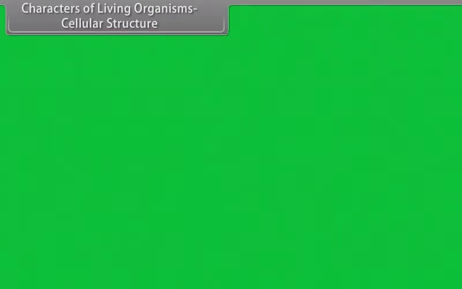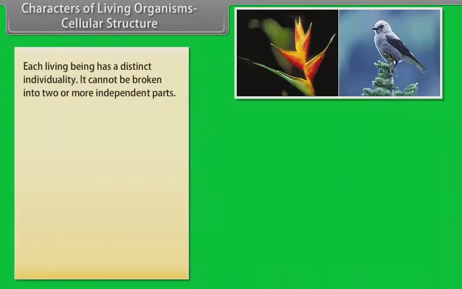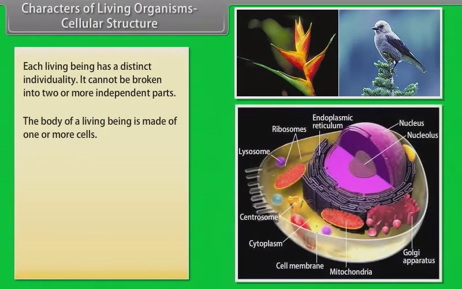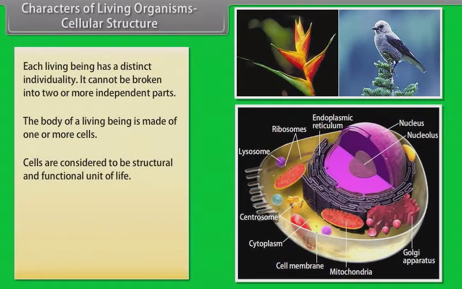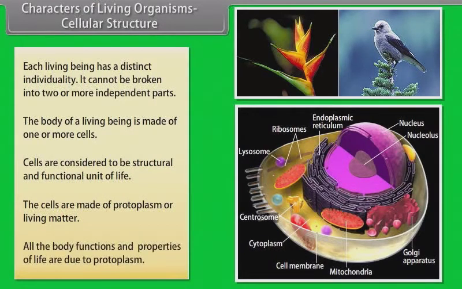Characters of living organisms. Cellular structure. Each living being has a distinct individuality. It can be broken into two or more independent parts. The body of a living being is made of one or more cells. Cells are considered to be a structural and functional unit of life. The cells are made of protoplasm or living matter. All the body functions and properties of life are due to protoplasm.